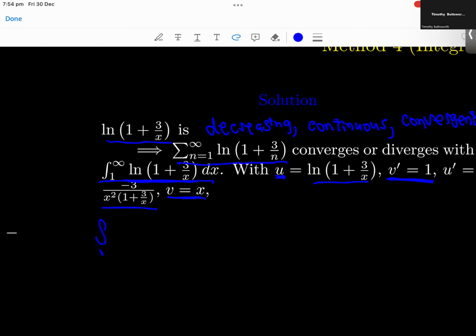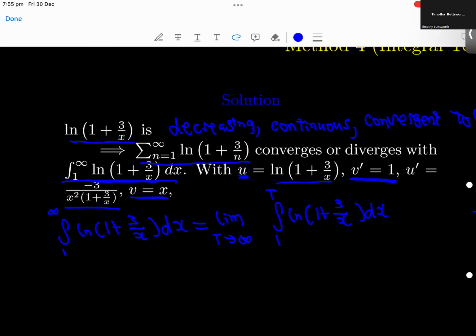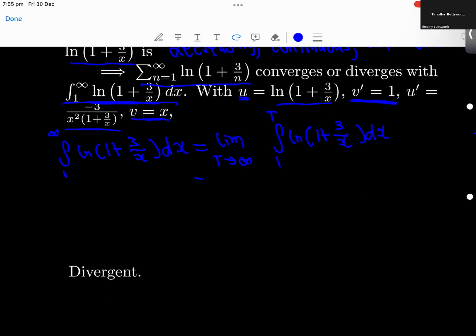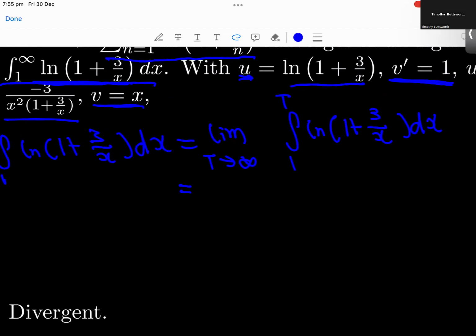The integral from 1 up to infinity of ln of 1 plus 3 divided by x dx, this is what we're most interested in. Now, what does it mean to integrate to infinity? Well, the only way to make sense of that is with limits. So the limit as t goes to infinity of the integral from 1 up to t of the exact same thing. And now we're going to use integration by parts. This is equal to the same thing, the limit as t goes to infinity.